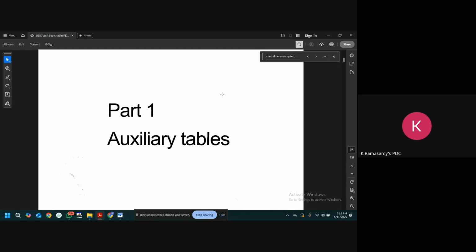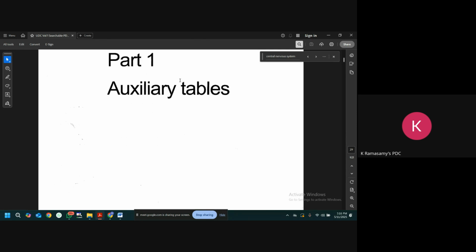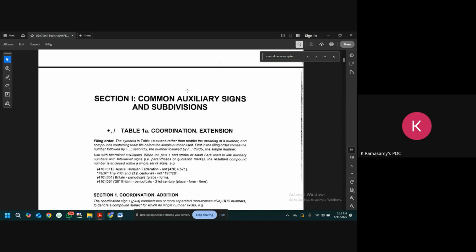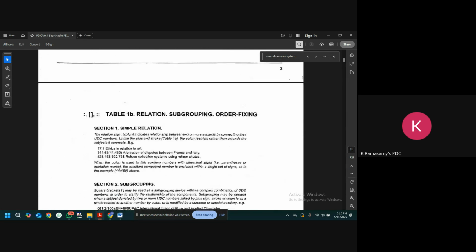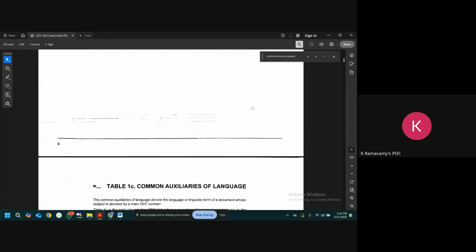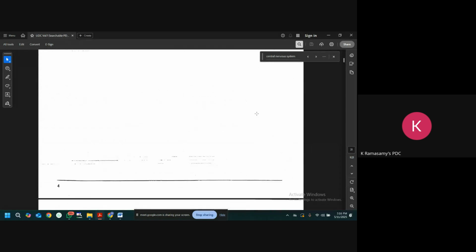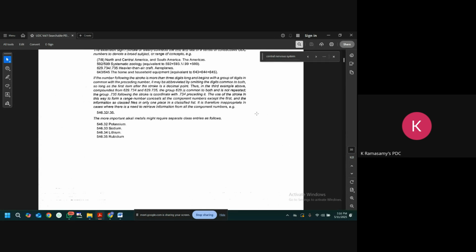Hereafter we say AT. AT stands for auxiliary tables. So part 1 contains auxiliary tables called ATs. And in part 1, we've got 2 sections, section 1 and section 2. Okay, fine. In section 1, we have common auxiliary signs and subdivisions. Table 1A is there. Table 1B is there. Then comes table 1C. And these are all the signs.